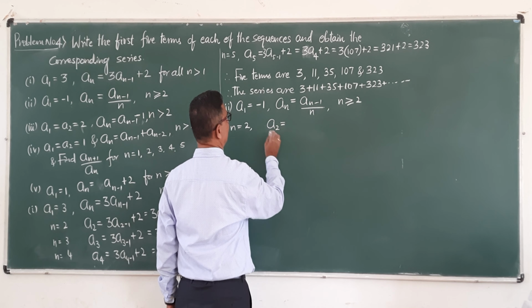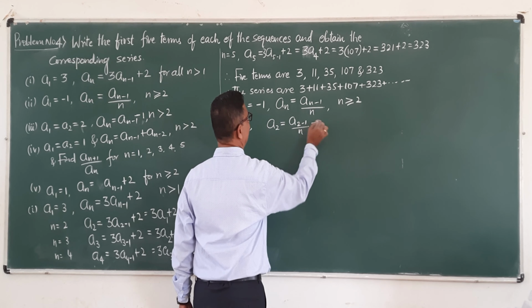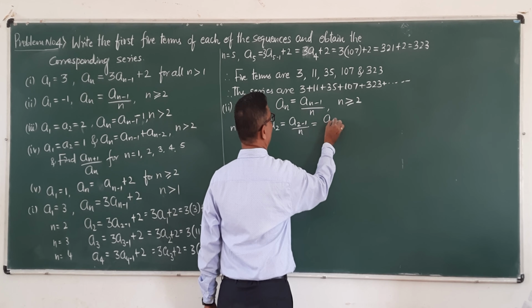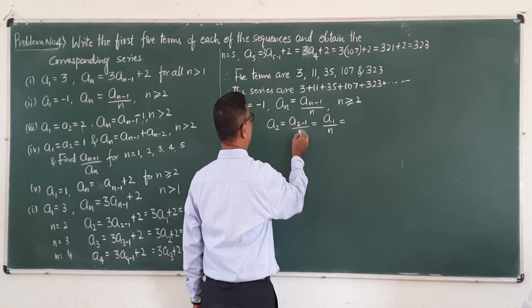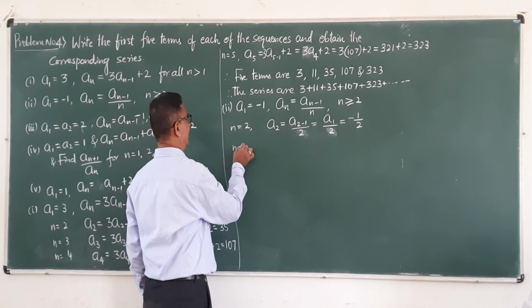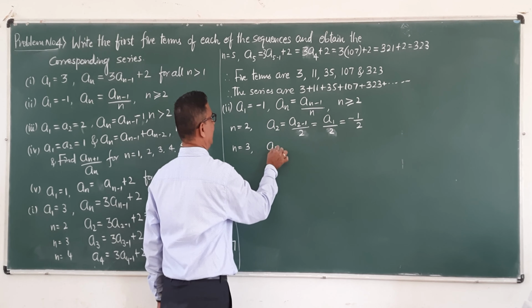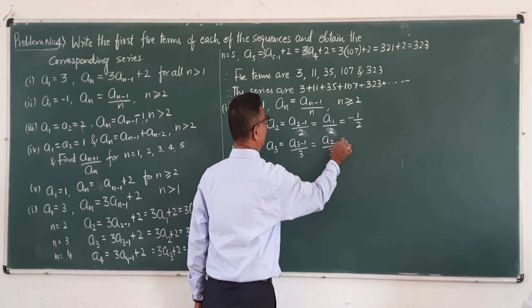Now put n value 2. Substituting, a2 is equal to a2 minus 1 divided by n. That is a2 minus 1 is a1, divided by n, but the value of n is here 2, right? So a1 by 2, but the value of a1 is minus 1, so minus 1 divided by 2, right? Next, take n is equal to 3. a3 is equal to a, put n is 3. a3 minus 1 divided by 3. 3 minus 1 is 2, divided by 3.